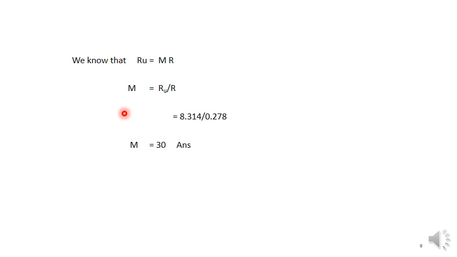So how you calculate the molecular weight: we know that Ru is equal to M into R. Universal gas constant Ru is equal to the product of the molecular weight of the gas into the characteristic gas constant R. So we want the molecular weight. Previously we calculated the R value. Now we want the M value. M is equal to Ru by R. So we will get the molecular weight as 30. Molecular weight 30. So going to the next problem.